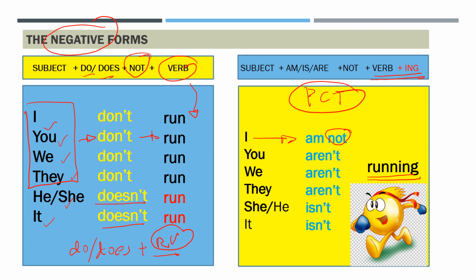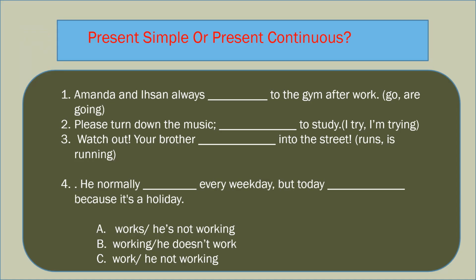So be careful. For the simple present tense just now, kita patah balik here. If you look here, don't, doesn't must be followed by RV, root verb. But for present continuous tense, am not, aren't, isn't needs to be followed by ing. And again, if you notice here, we are following our rules. Is. We cannot say she aren't. Cannot. Remember the rules of singular form will take singular verb. Okay, clear about this? Now we proceed with the next one.